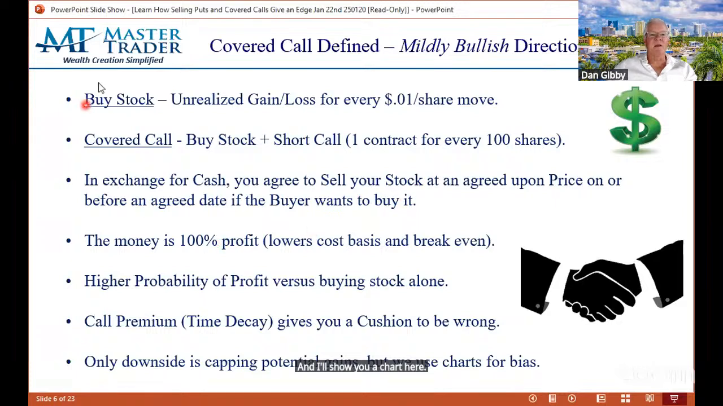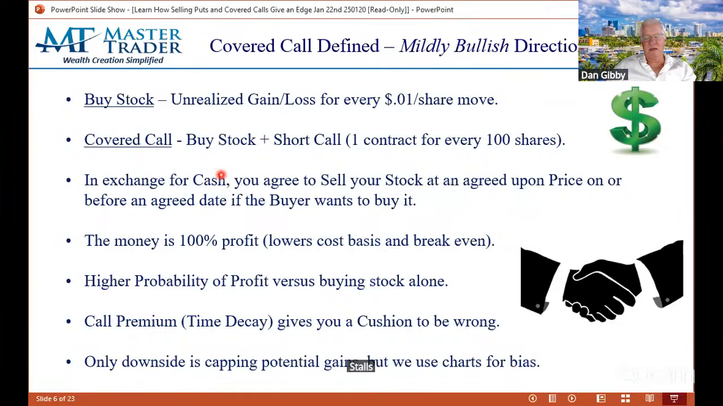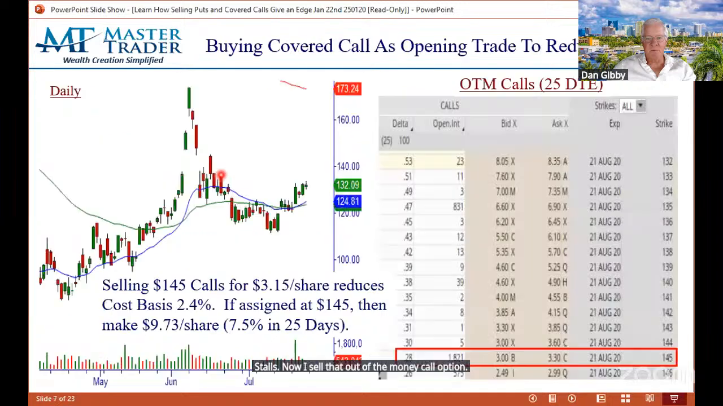time permitting, but we prefer legging into a covered call. Just in your head, imagine this. Okay, so you buy Apple at 222, it rallies $5, stalls. Now I sell that out of the money call option. But again, let's look at some pictures, it's better.